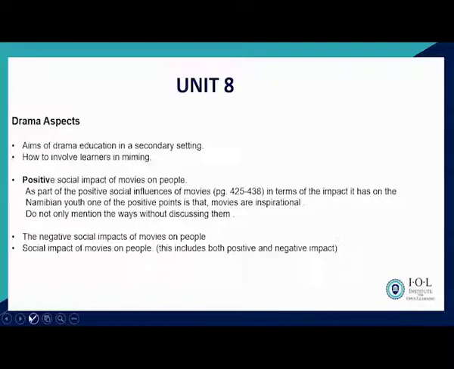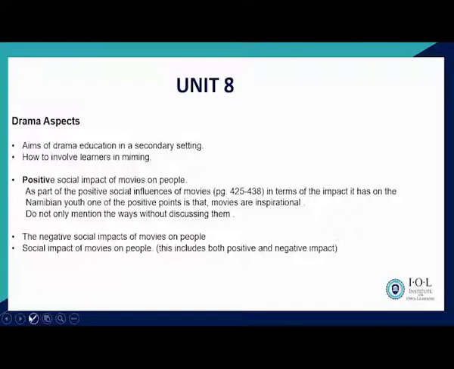What is this now? How do movies inspire our youth positively? How is it inspirational? Of course, younger ones like movies. They will spend hours and hours in front of movies. They'll even forget about their daily chores and spend 3, 4, even the whole day, even the whole night just watching movies. Now, the question asked is positive social influences. How do movies influence our young ones positively?